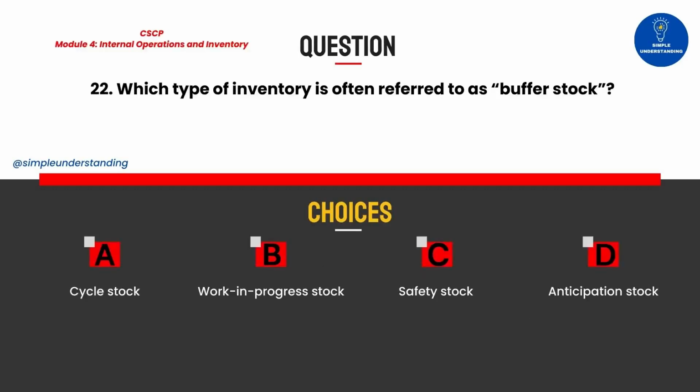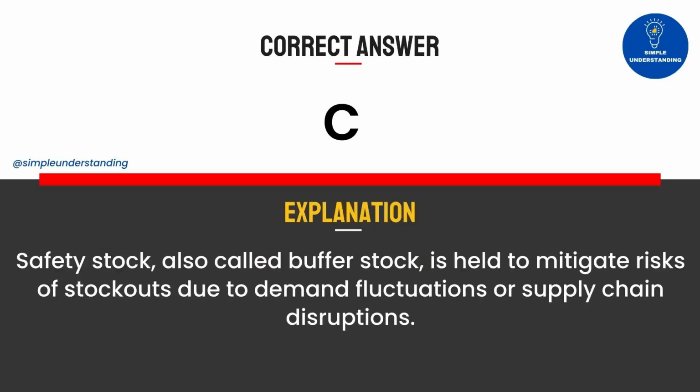22. Which type of inventory is often referred to as buffer stock? A. Cycle stock. B. Work-in-progress stock. C. Safety stock. D. Anticipation stock. Correct answer: C. Explanation: safety stock, also called buffer stock, is held to mitigate risks of stockouts due to demand fluctuations or supply chain disruptions.